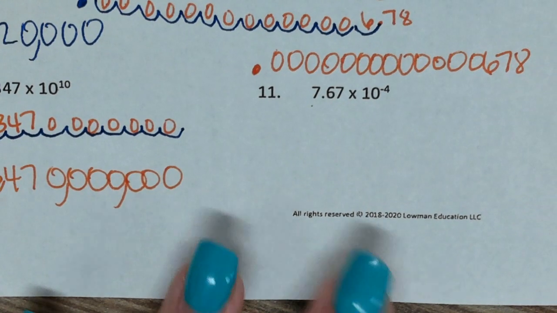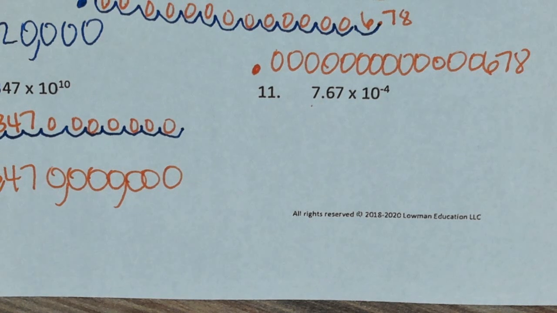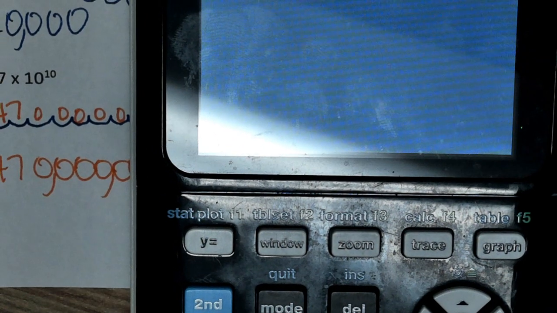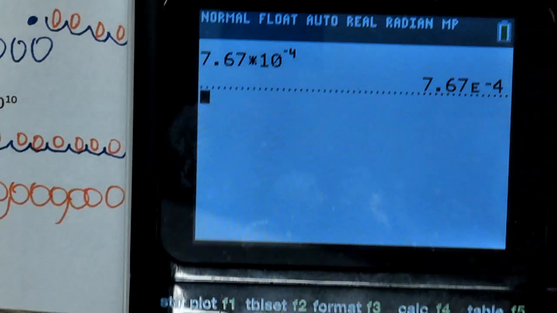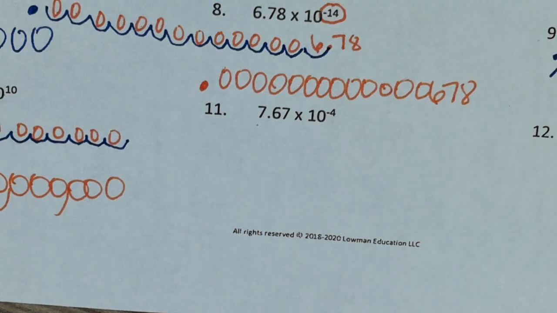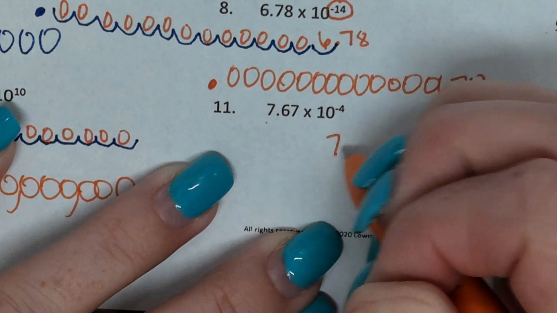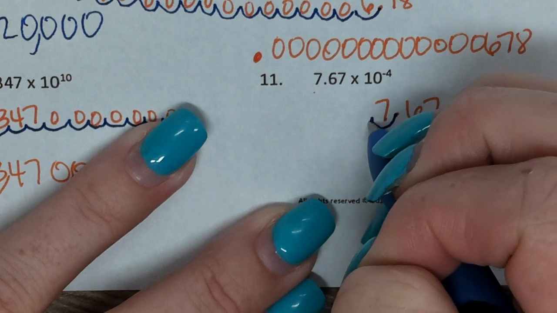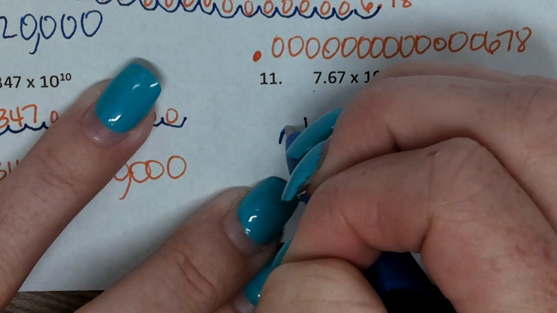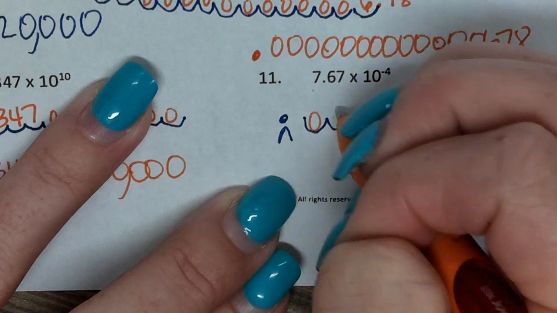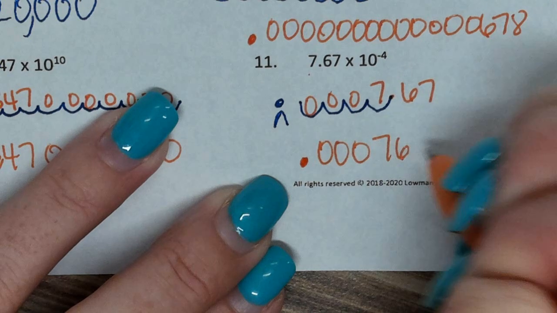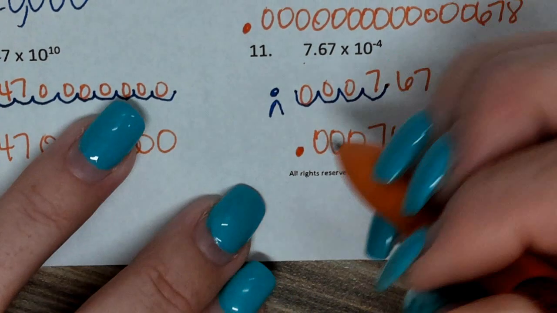All right, let's try this one. This will be our last one. Hopefully the calculator is going to do this one. So 7.67 times 10 with an exponent of -4. It didn't do it. All right, so we got to do it by hand. So I write 7.67. Which way am I moving the decimal? To the left 4 times. 1, 2, 3, 4. Here's my new decimal. And little zeros go in the baskets. So decimal with 3 zeros. 7, 6, 7.